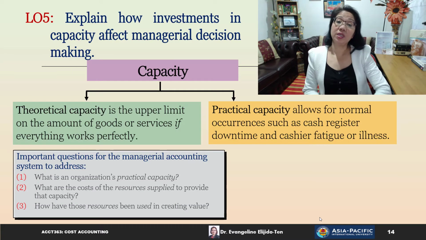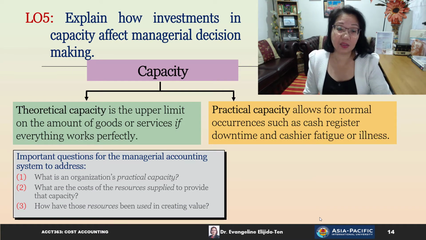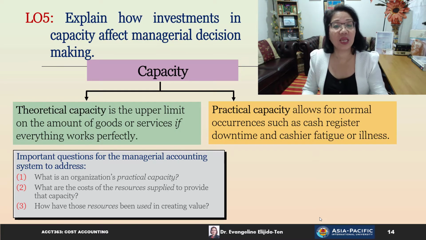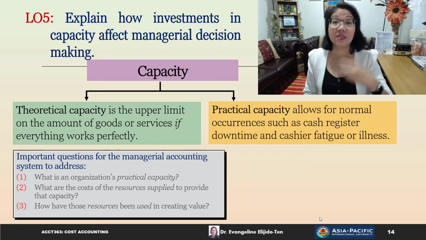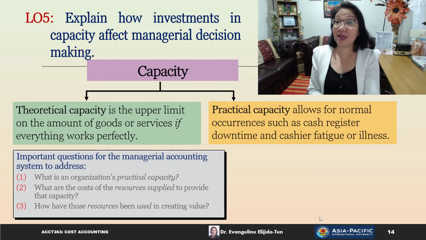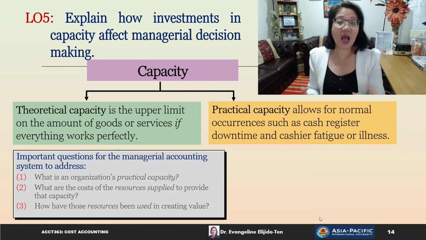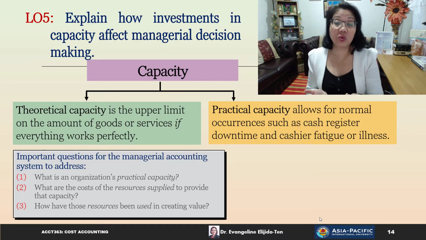Now, there are important questions to ask for the managerial accounting system to address when we're dealing with capacity. The first one is, what is an organization's practical capacity? Number 2, what are the costs of the resources supplied to provide that capacity? And number 3, how have those resources been used in creating value?